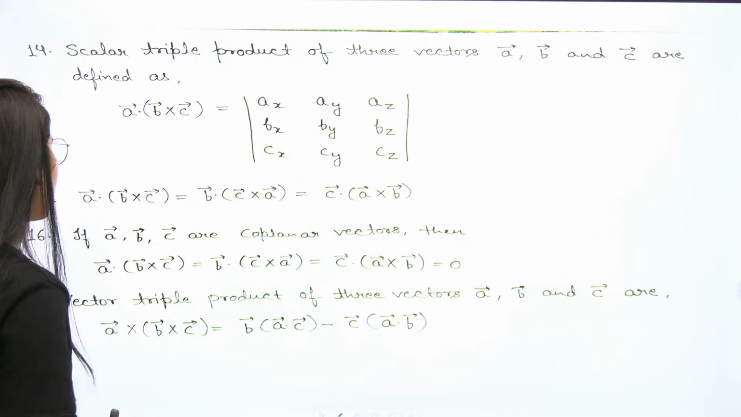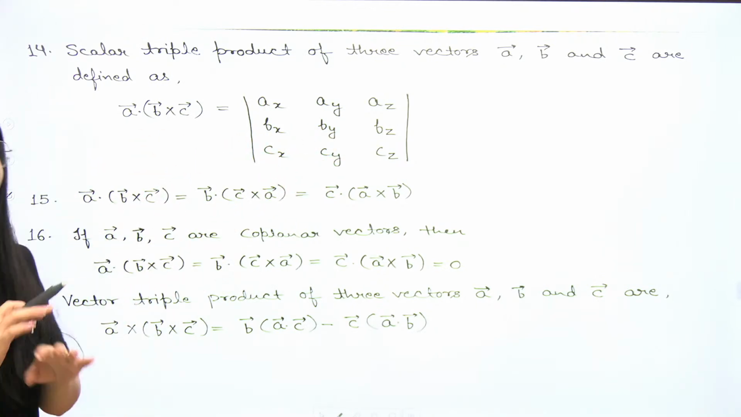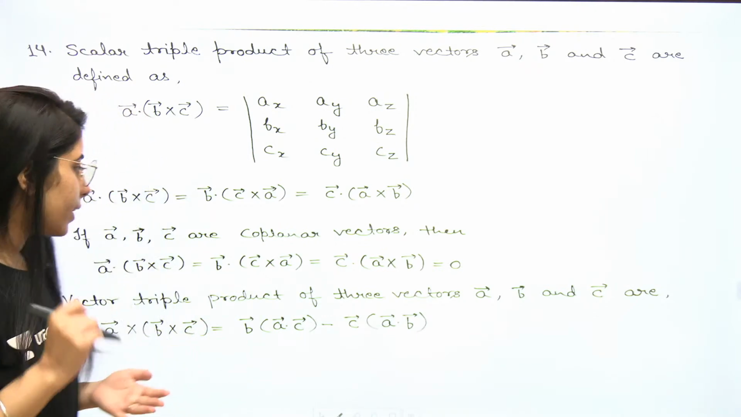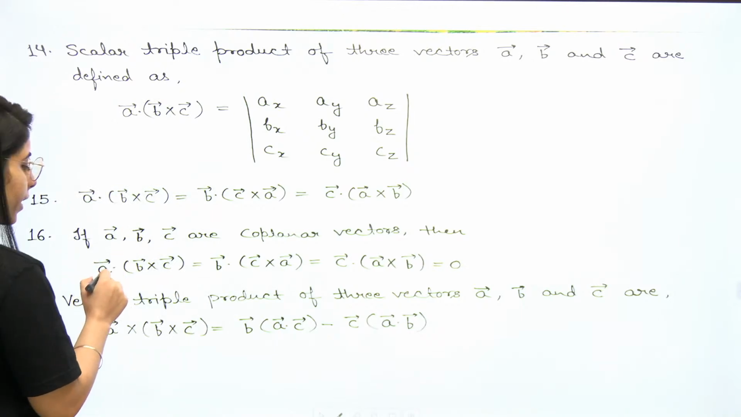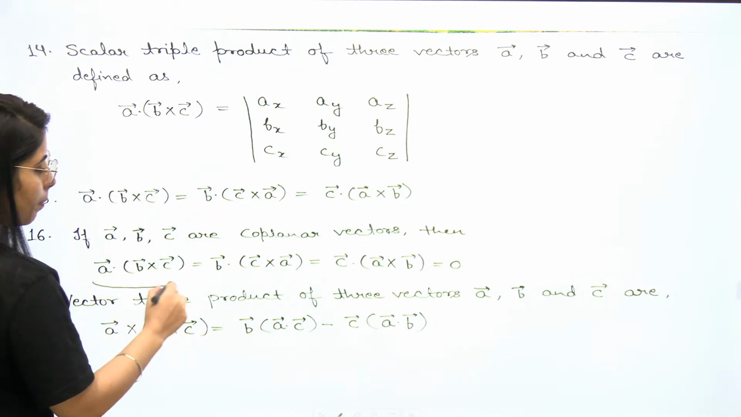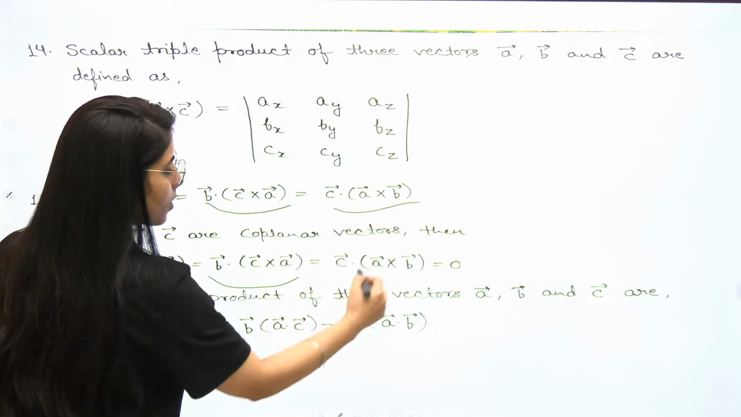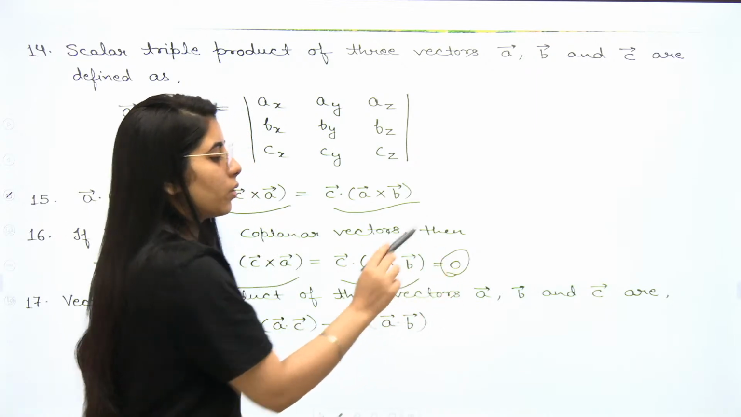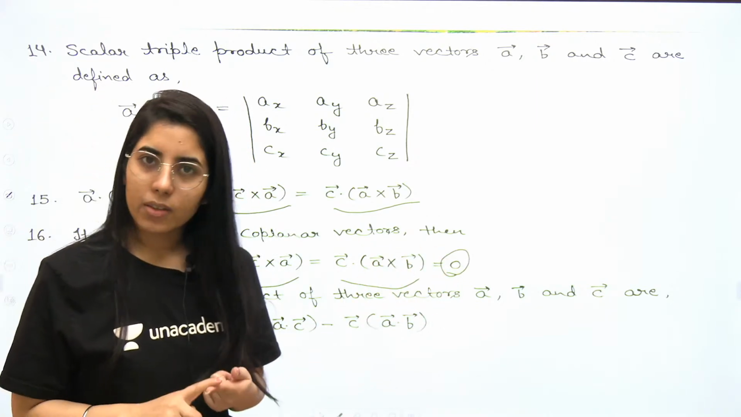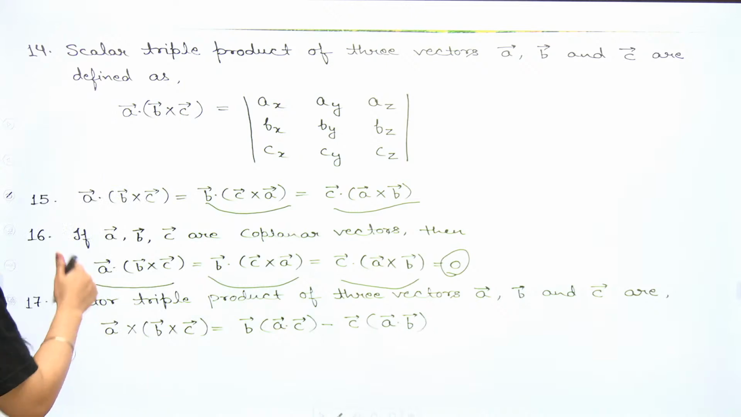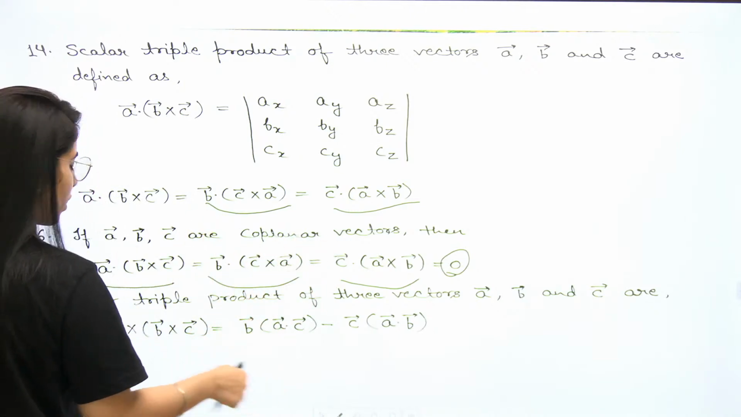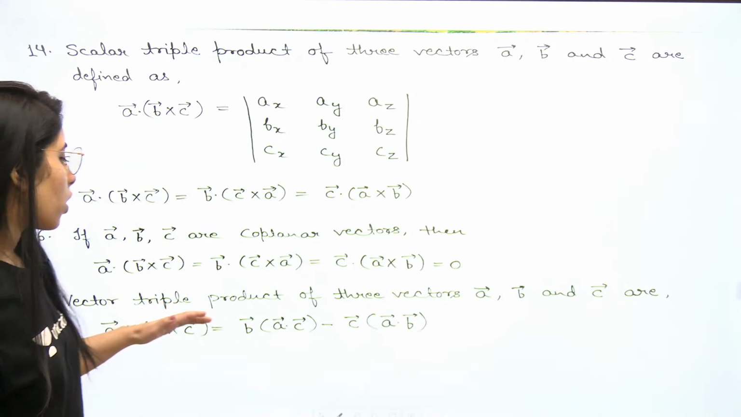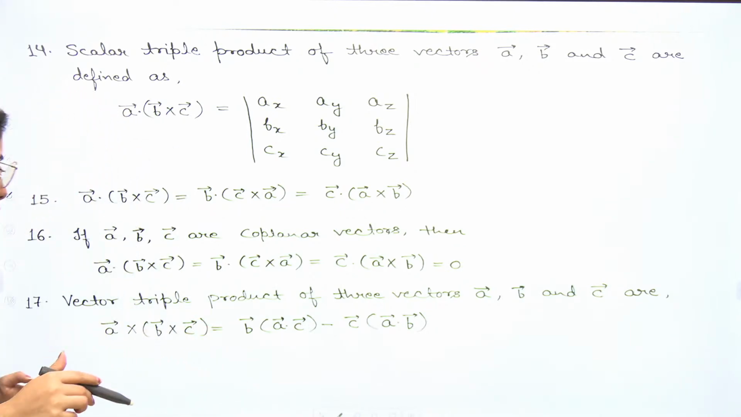Okay, next point. If A, B and C are coplanar vectors, coplanar means they exist on the same plane, in that case the condition is that A dot B cross C, B dot C cross A, like these same scalar triple products we mentioned in the last point, will be equal to 0. This is the condition for coplanar vectors. For coplanar vectors, these scalar triple products will be equal to 0. Okay, next point. If we are going to talk about the vector triple product, how will you find it?